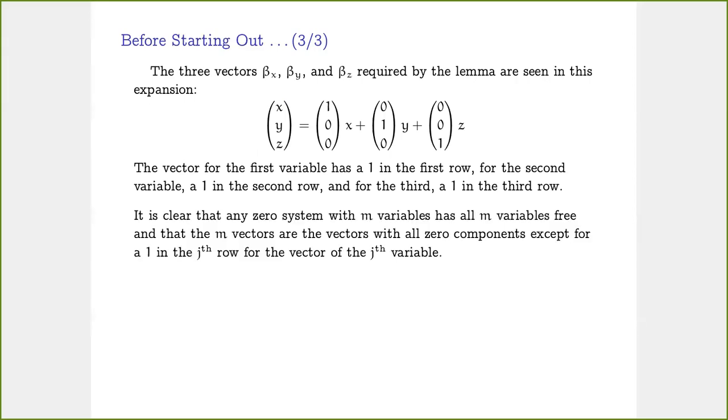Clearly, this pattern generalizes. It is clear that any zero system with m variables has all m variables free, and the m vectors, the beta vectors, are all zero components except for a 1 in the jth row for the vector of the jth variable. And we can expand all the solutions in terms of these vectors. So the result is that zero systems conform to the claim of the lemma.